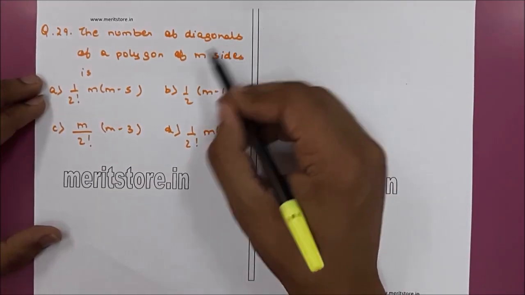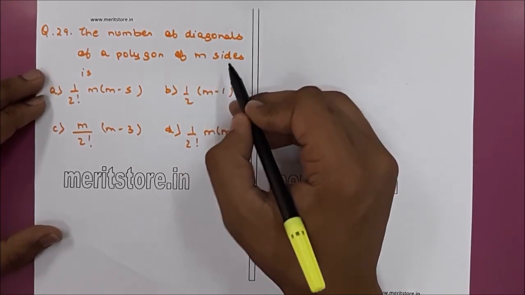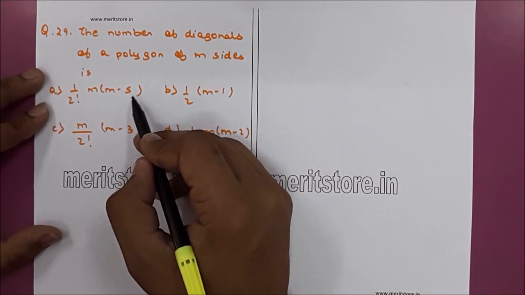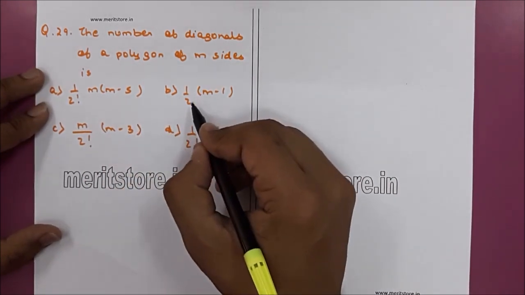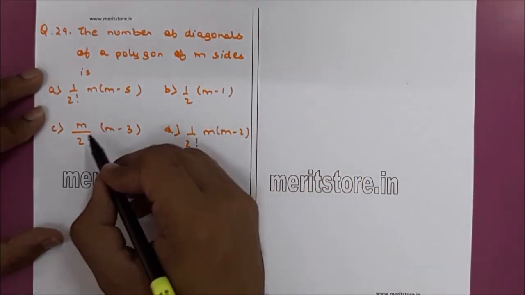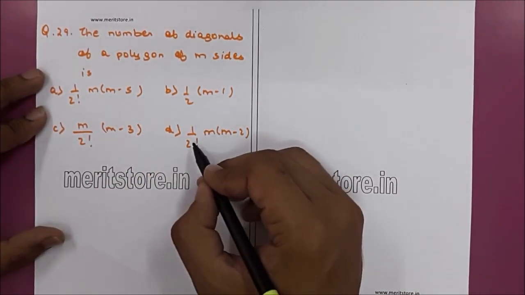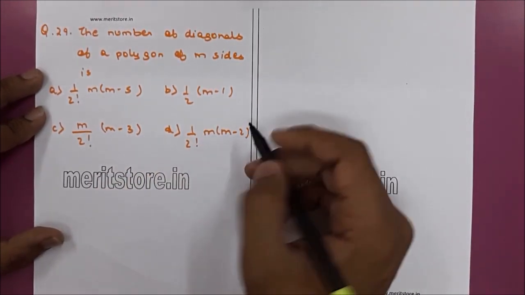The number of diagonals of a polygon of m sides is option A 1 upon 2 factorial m minus 5, option B 1 upon 2 m minus 1, option C m upon 2 factorial m minus 3, option D 1 upon 2 factorial m minus 2.